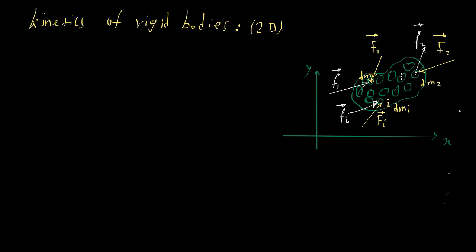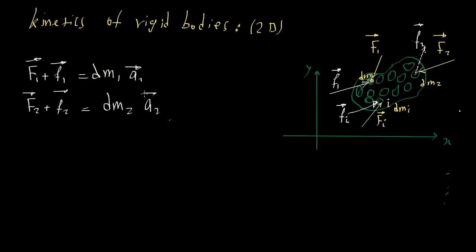Okay, so now that we have these forces acting on separate particles, let's write down Newton's second law for particles. So for particle dm1, particle 1, we can write F1, the external force acting on particle 1, plus f1, the internal forces acting on particle 1, is equal to dm1 a1. And a1 is just the acceleration of particle 1. dm1 is the mass of that particle 1. We can do the same thing for particle 2. F2 plus f2 is equal to dm2 a2, and all the way to the ith particle. So here Fi plus fi is equal to dmi ai. So these are Newton's law for particles.